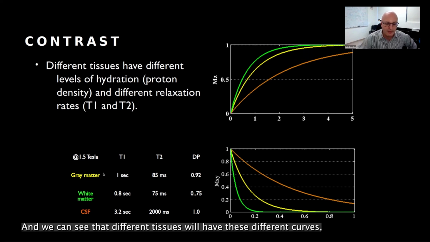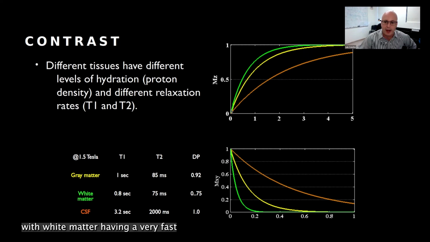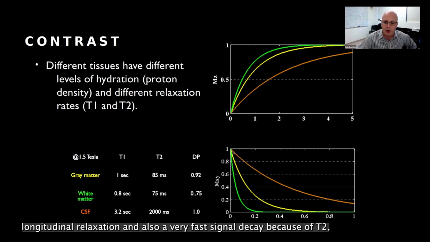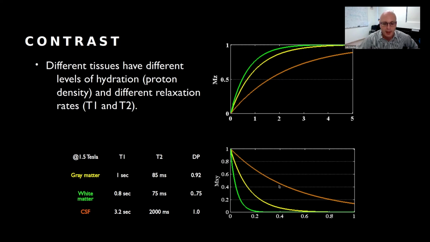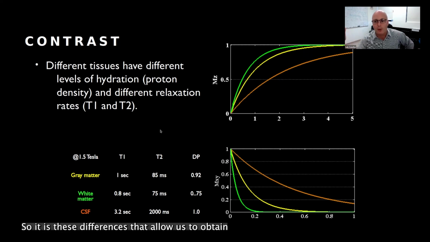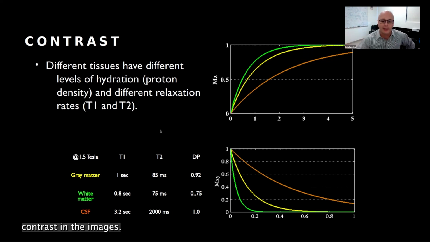And we can see that different tissues will have these different curves, with white matter having a very fast longitudinal relaxation, and also a very fast signal decay because of T2, and CSF being exactly the opposite. It has a very slow longitudinal relaxation, and a very slow transverse relaxation, and a very slow loss of signal on the XY. So it is these differences that allow us to obtain contrast in the images.